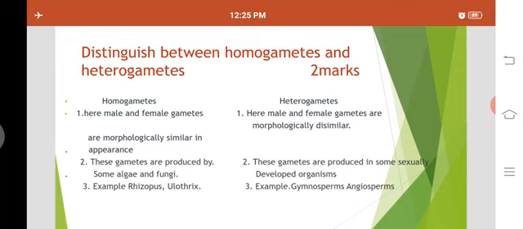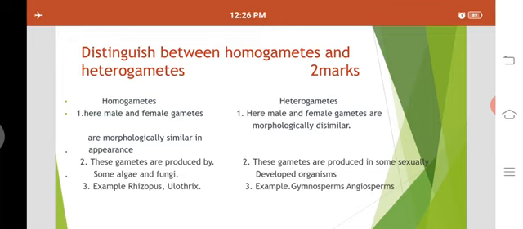Okay, this is the question they have asked repeatedly for 2 marks. Distinguish between homogametes and heterogametes. What are homogametes and what are heterogametes? You see here the first difference. First you can see the homogametes. Male and female gametes are morphologically similar in their appearance. Here male and female gametes are produced by the sexually reproducing organisms.